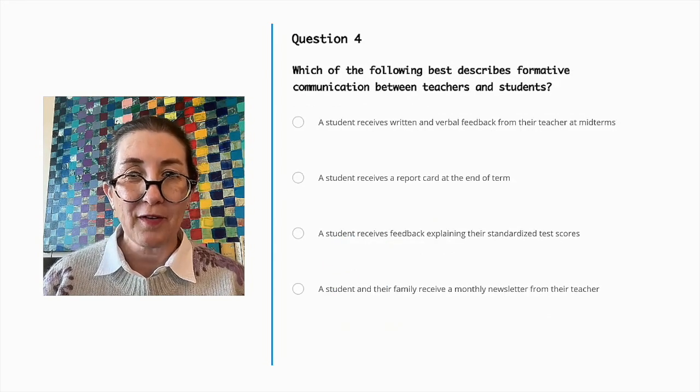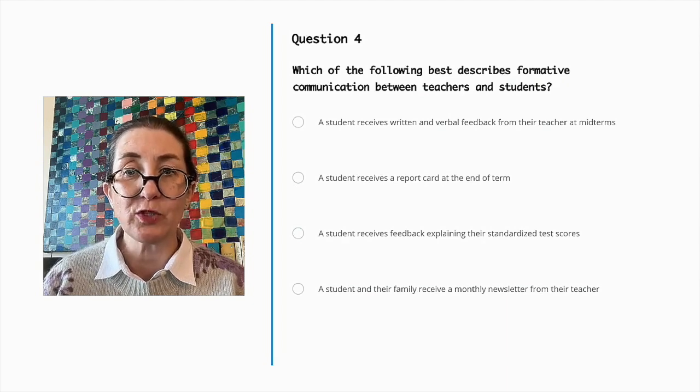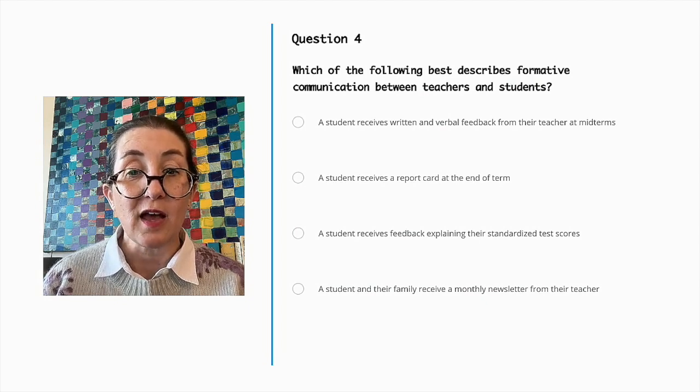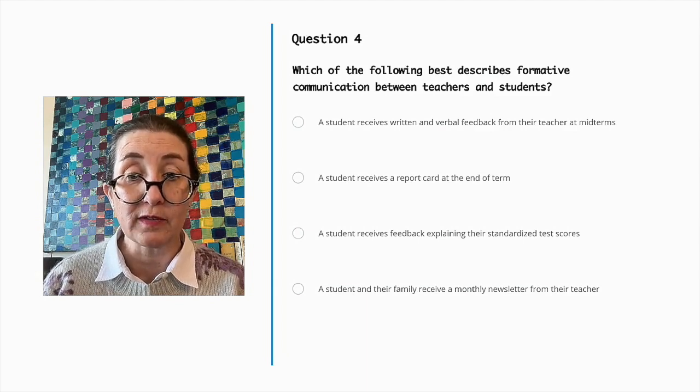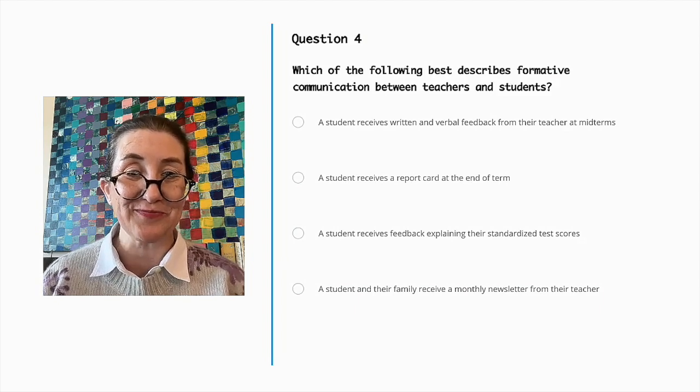Question number 4. Which of the following best describes formative communication between teachers and students? A student receives written and verbal feedback from their teacher at midterms. A student receives a report card at the end of term. A student receives feedback explaining their standardized test scores. Or a student and their family receive a monthly newsletter from their teacher.